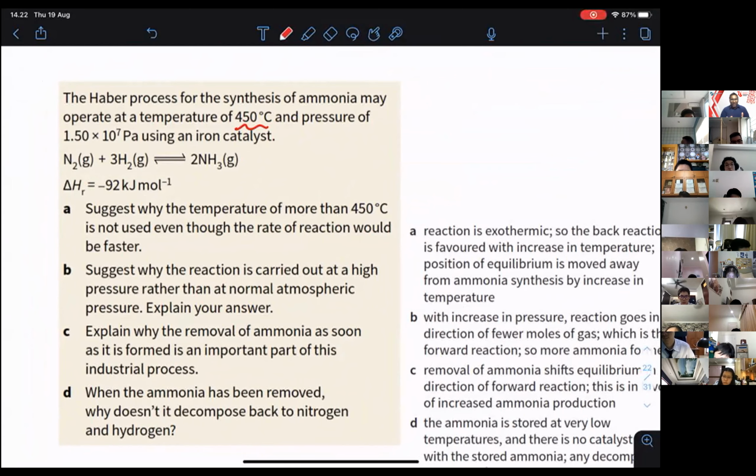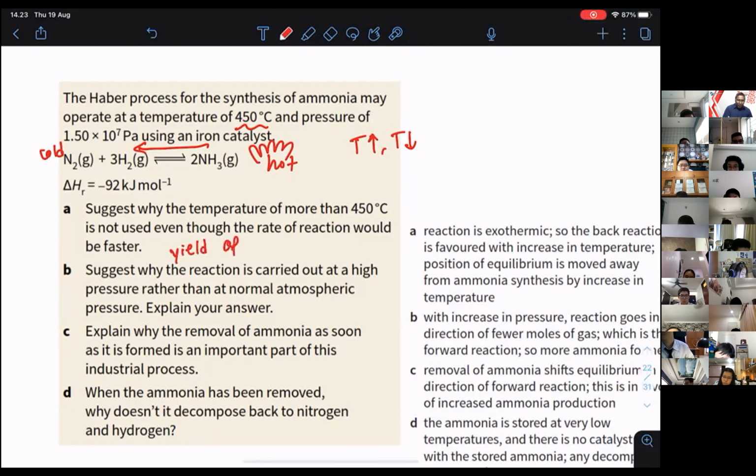If you look over here, we know the Haber process is exothermic. They say, suggest why a temperature more than 450 is not used, even though the rate is faster. Let's test and see. This is going to be negative. So if I put my hand over here, this is hot, this is cold. When I increase temperature, I need to decrease the temperature. How do I decrease the temperature? I will move to the left. You can clearly see here the yield of ammonia will become lesser if you use a temperature more than 450. That is going to be the answer that you will find over here.